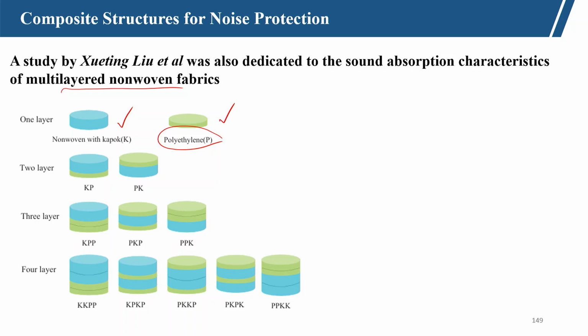So, this is one layer nonwoven of kapok, and when we use two layers, the nonwoven is at the top, kapok K, and polyethylene at the bottom. So, it is coded as KP, and when we reverse the two layers, PK. Similarly, one nonwoven layer K kapok and two polyethylene layers: KPP, PKP, PPK.